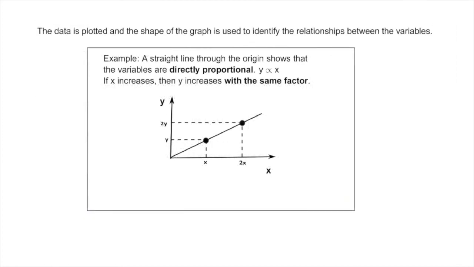So the shape of the graph is always going to show us the relationship between the variables. If we have, for instance, a straight line here, that tells us they're directly proportional. Directly proportional means if the one increases, then the other increases by that same factor. Say, for instance, we had this x and y. If the x value increases by a factor of 2, then for that line, the y value will also increase by a factor of 2.